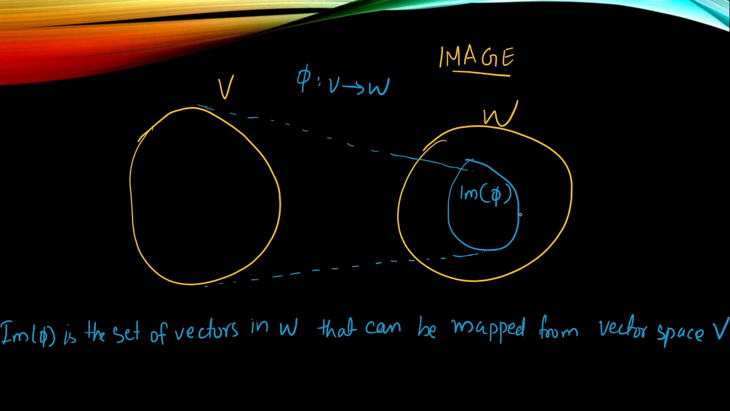And we can say that this is actually a subspace of W. Image phi is actually a subspace of W. So when we take vectors from V and map them to the vector space W, we get a set of vectors over here in the vector space W. Those set of vectors are called the image of phi.